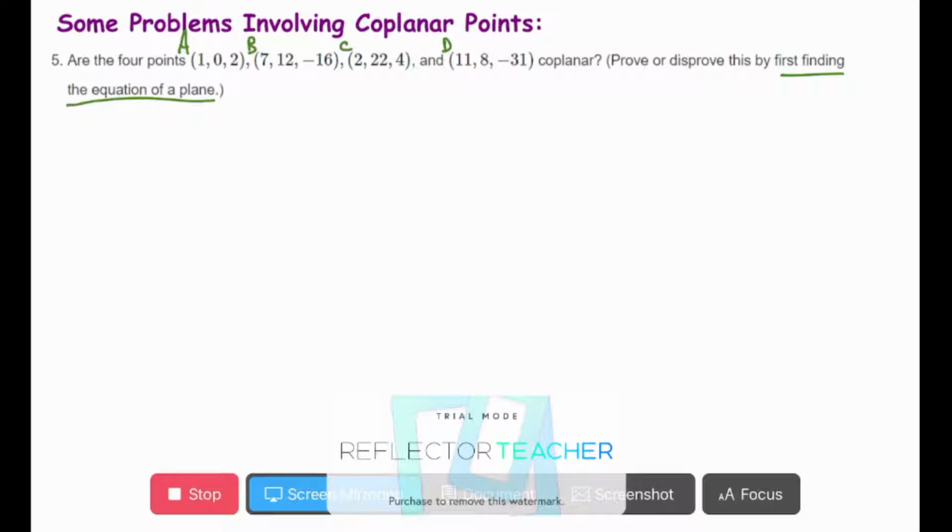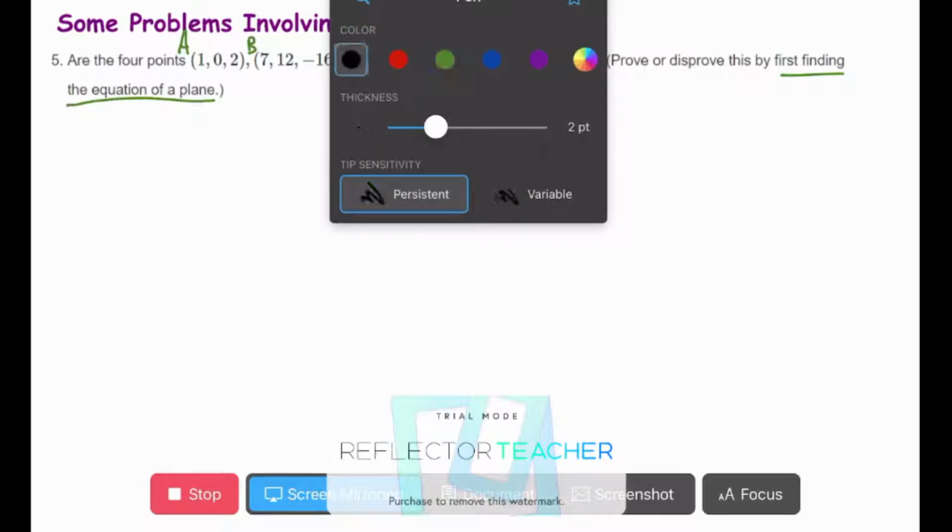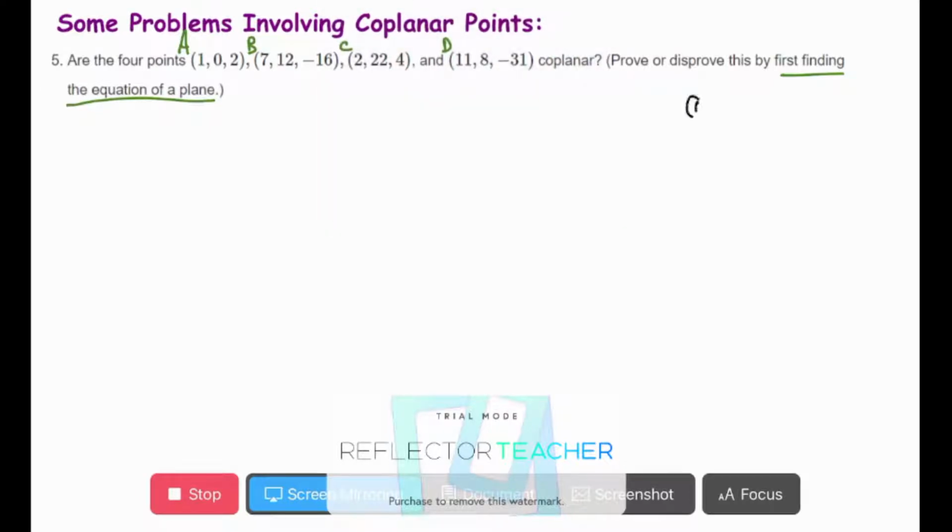So step 1, let's choose 3 points and let's find the equation of a plane. Sorry, and by a point, I mean 3 points. So let's write our steps off to the side as we go to summarize what's happening here. So step 1, we are going to choose 3 points to find the equation of a plane.